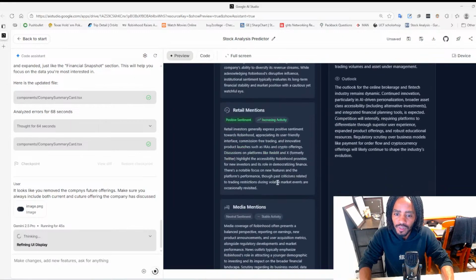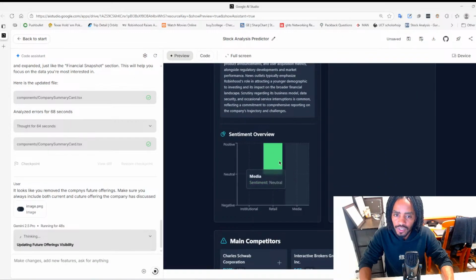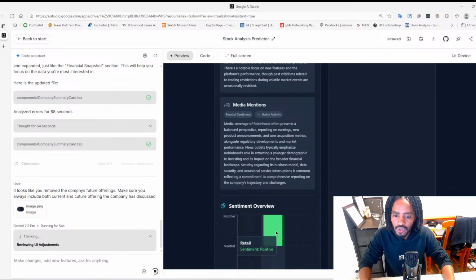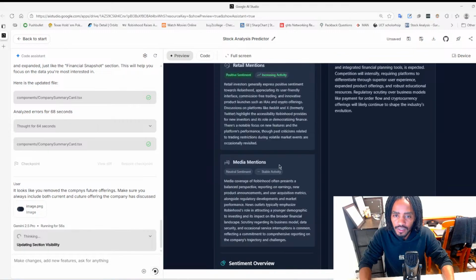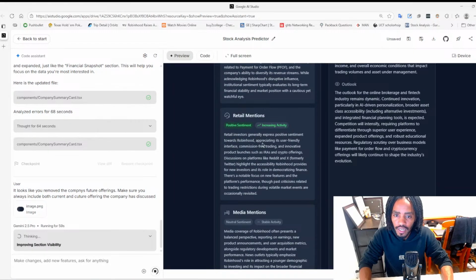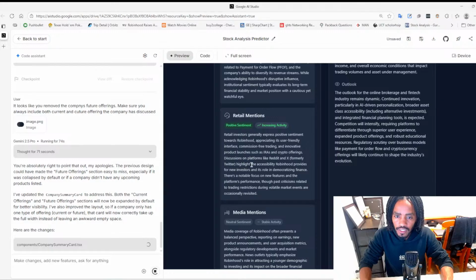Right now I'm playing with the features. I don't like this trend. This sentiment overview is terrible because right now it shows me the social media, retail sentiment. It says that retail investors generally express positive sentiment towards Robinhood, appreciating its user-friendly interface, commission-free trading, and innovative product launches such as IRA, crypto offerings. Discussion on platforms like Reddit and X, formerly known as Twitter, highlight accessibility Robinhood provides for new investors and its role in democratizing finance.